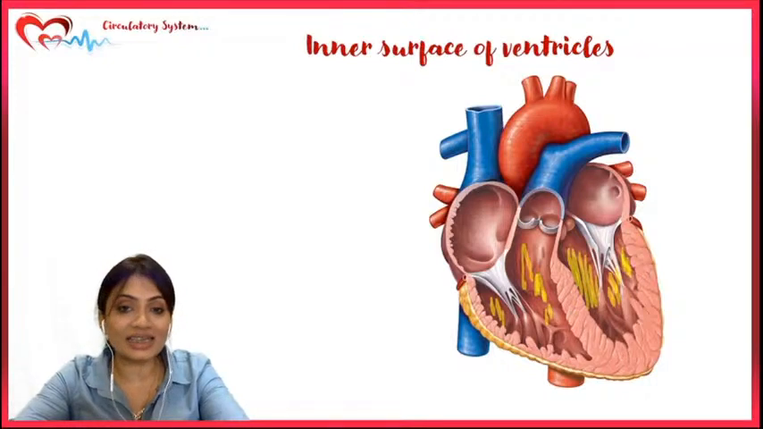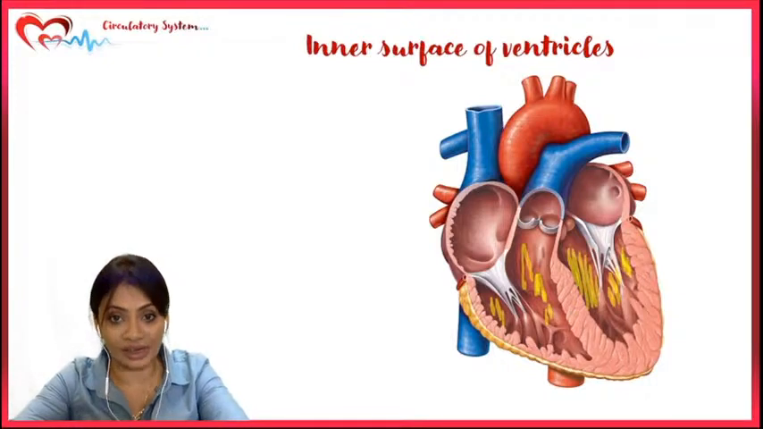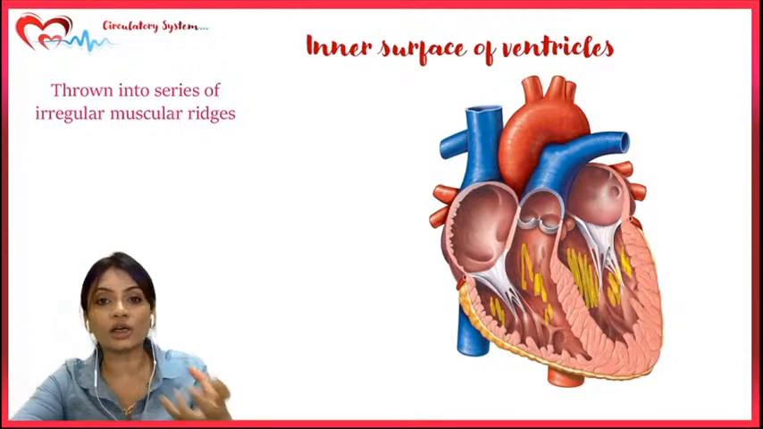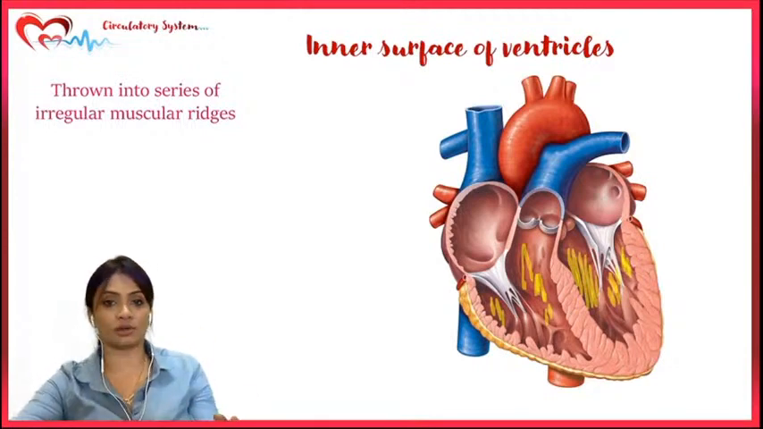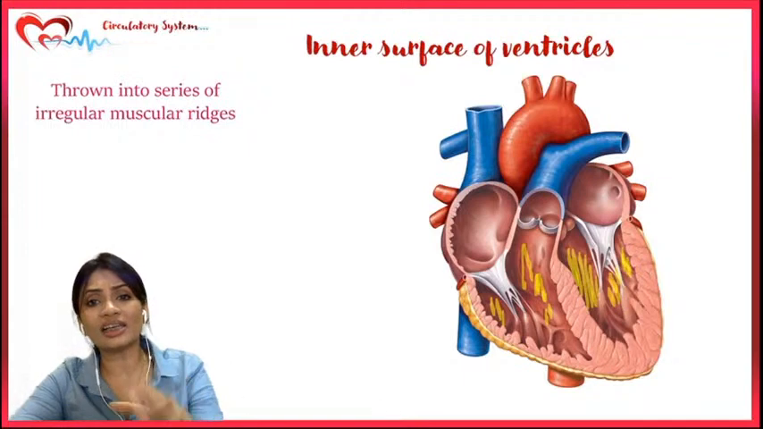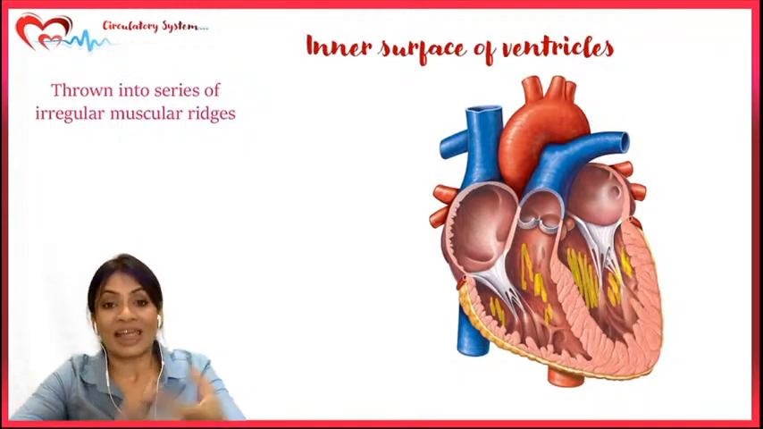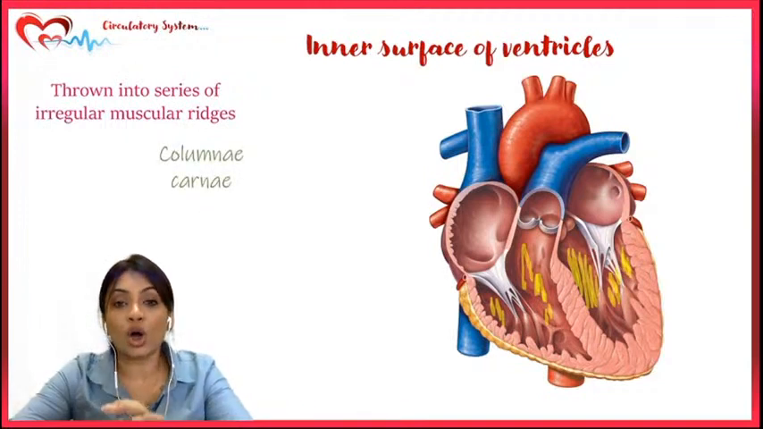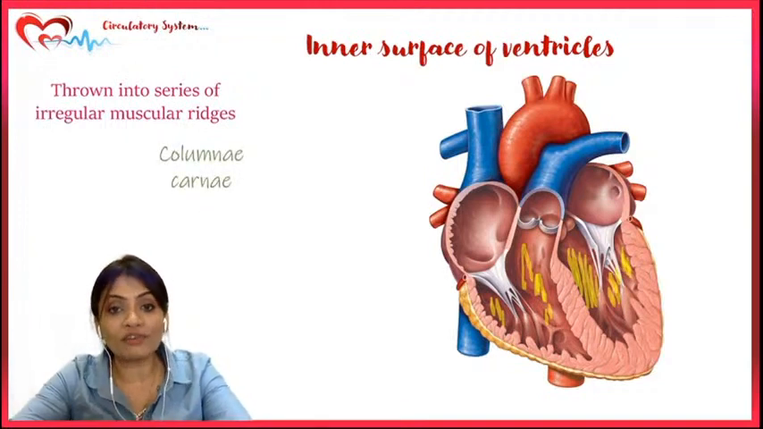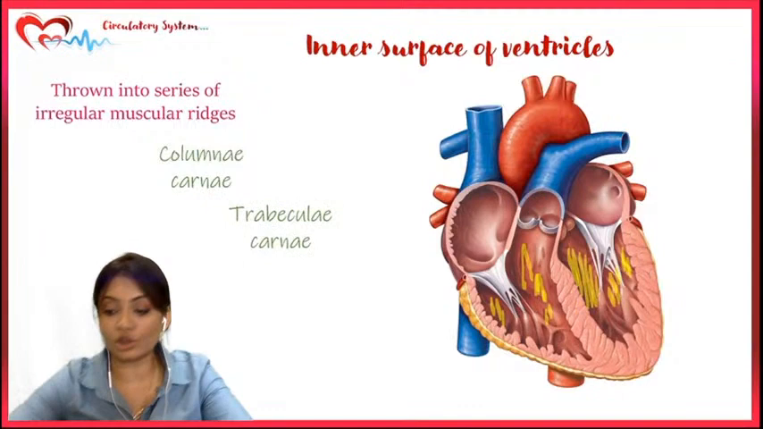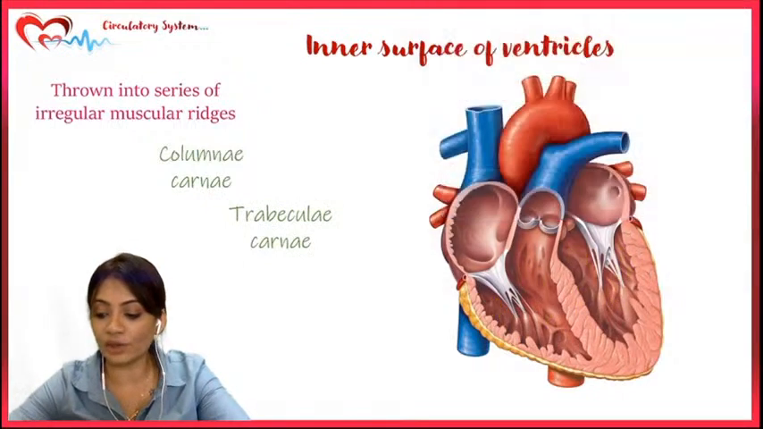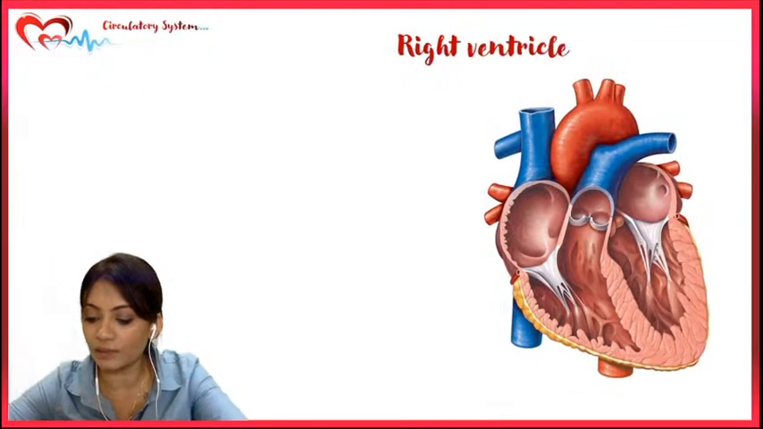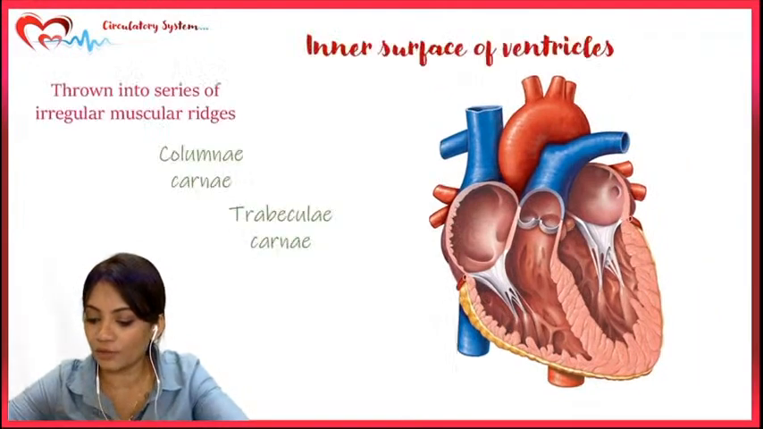So the inner surface of the ventricles is thrown into these irregular ridges, and they're all muscular. These irregular series of ridges that we are able to see inside the walls of the ventricles can be called columnae carneae, or we may also call them trabeculae carneae. Once again, have a look at which region I'm talking about. I'm talking about these markings that you're seeing here.